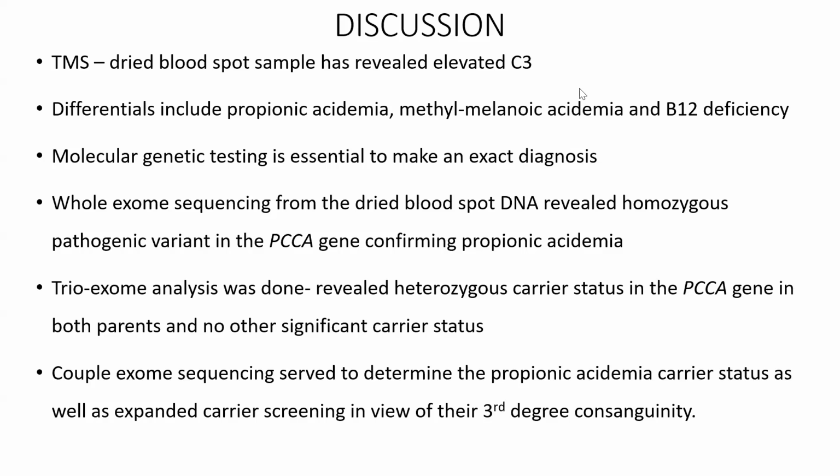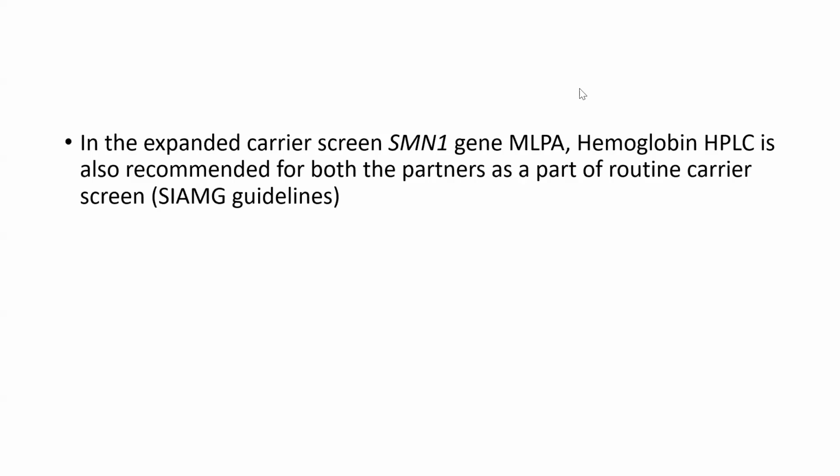So the couple exome sequencing served to determine the propionic acidemia carrier state, as well as expanded carrier screening because of third degree consanguinity. In the expanded carrier screen, we also offer SMN1 gene MLPA, which is for spinal muscular atrophy carrier status, and also hemoglobin HPLC for all reproductive couples as a part of routine carrier screening, because these two diseases are very common in India.